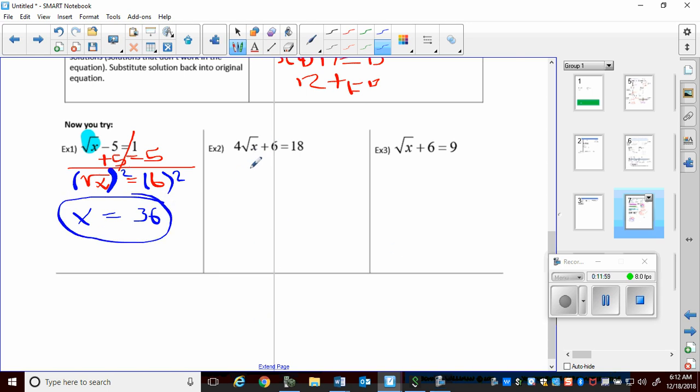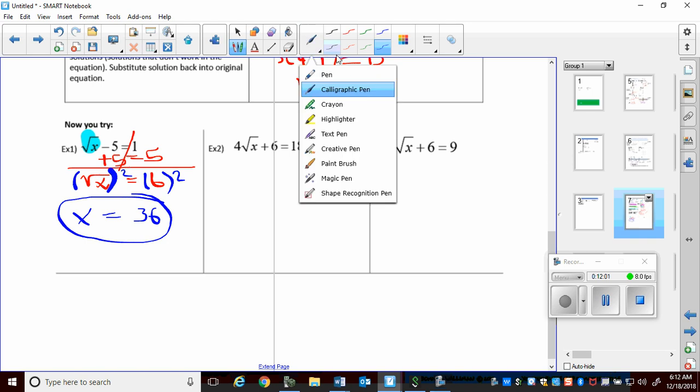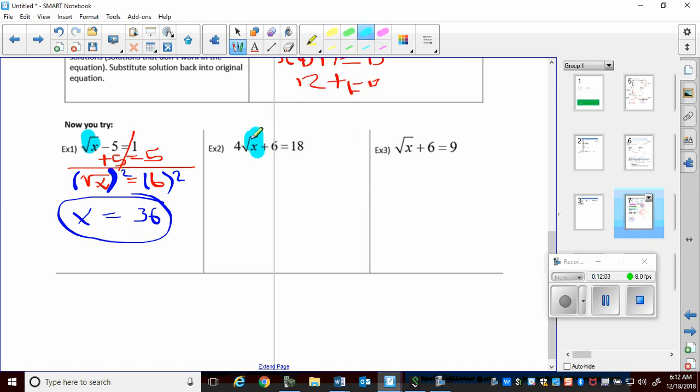Next one, add or subtract a number. Just highlight my radical. So I'm adding or subtracting and multiplying or dividing. So add or subtract first. So subtract 6 on both sides of the equal sign. I get 4 square root of x coming down. This going away, equaling 12.